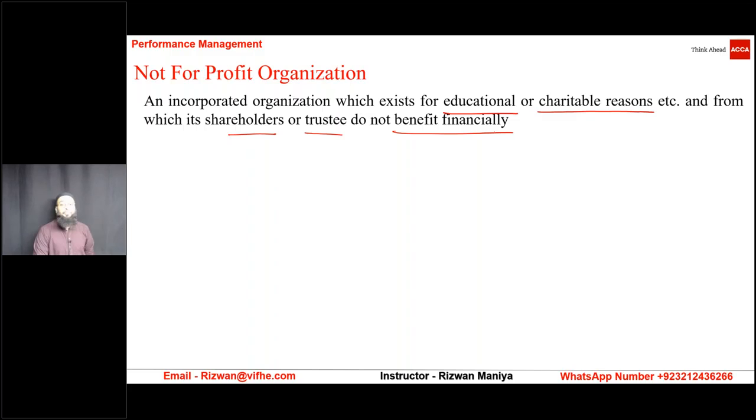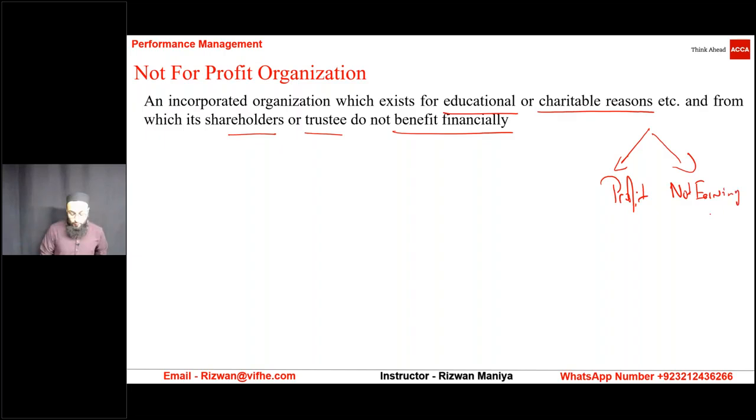Okay. Now the question comes to mind: do they earn profits, or are they allowed to earn profits? The answer is yes. They do earn profits. They are allowed to earn profits. So there are two types: one that doesn't earn profits, and a second that does earn profits. So I would say profit earning is one category, and not earning profit is the other category.